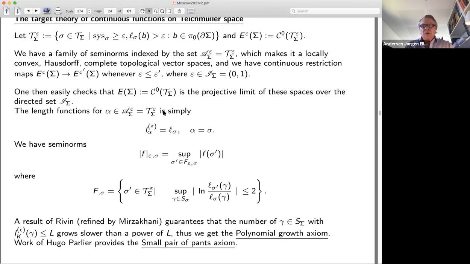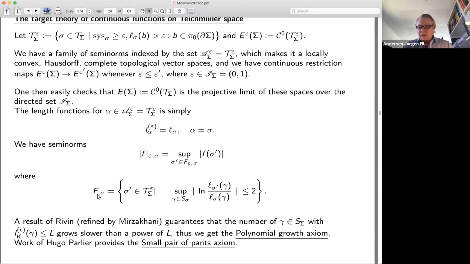But I also need semi-norms on these vector spaces. And the semi-norm that I will take is simply the supremum norm over some compact subset of that Teichmuller space. And this compact subset is basically a ball of radius 1. It's a little bit technically defined, but you take the supremum over all simple closed curves on the surface, then you take the absolute value of the log of the quotient of the lengths with respect to the two, where sigma prime is varying in a little neighborhood of sigma.